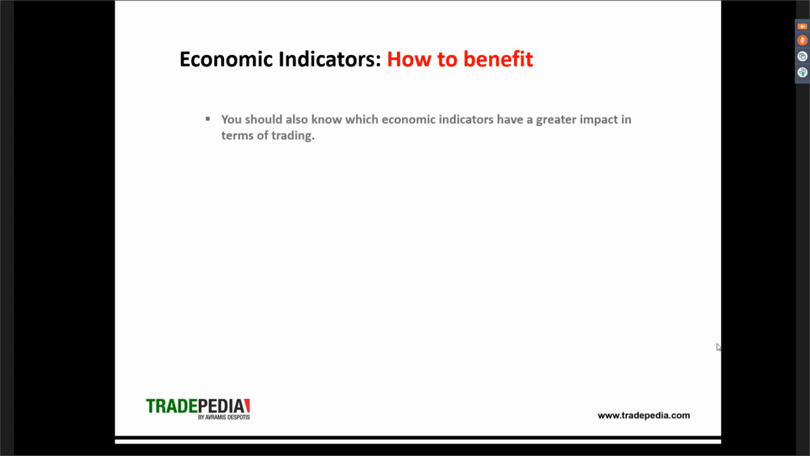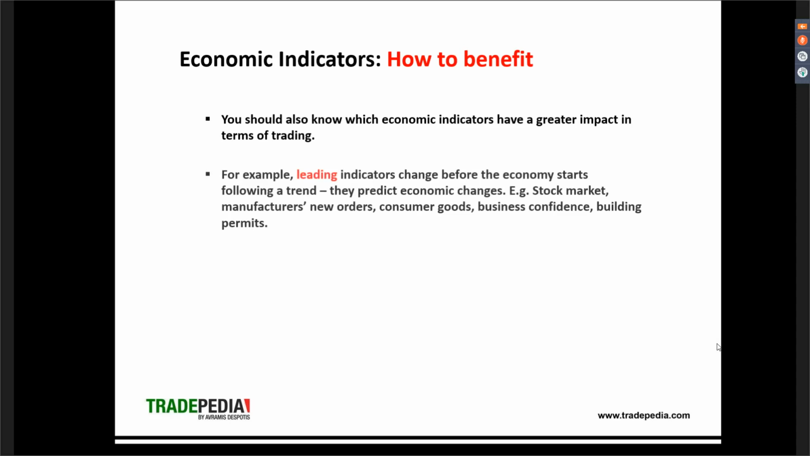Now, how to benefit? You should always know which economic indicator has a greater impact in terms of trading at the moment. And here we're going to put them into three main categories. We have the leading indicators, which change before the economy starts following a new trend. In other words, they predict economic changes, such as the stock market, manufacturers' new orders, consumer goods, business confidence, and building permits. All these things will change before the economy has started following a new path.